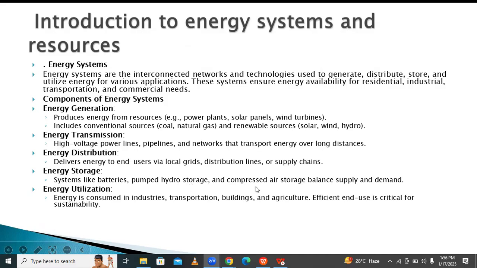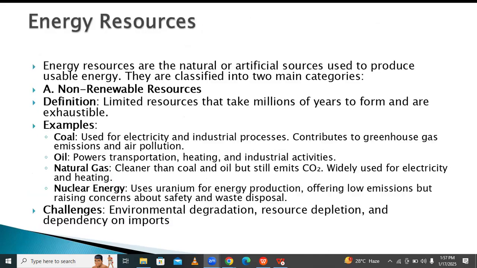Next, compressed air energy storage systems are also one type of energy storage system; we will discuss this concept in the third unit. Next, energy utilization: industry, transportation, buildings, and agriculture come under energy utilization. Okay, these are a simple introduction to energy systems and resources.